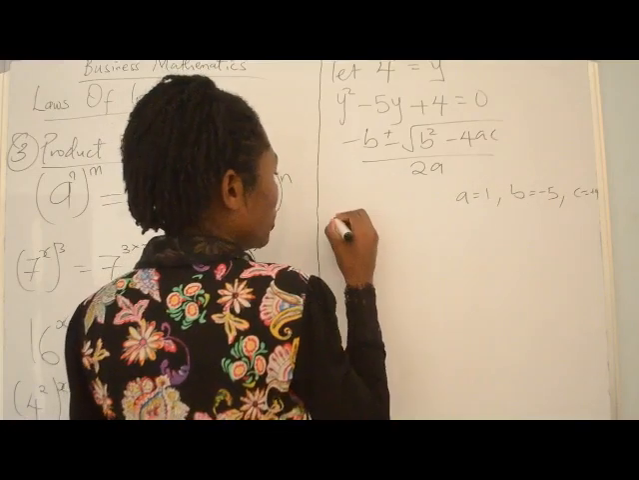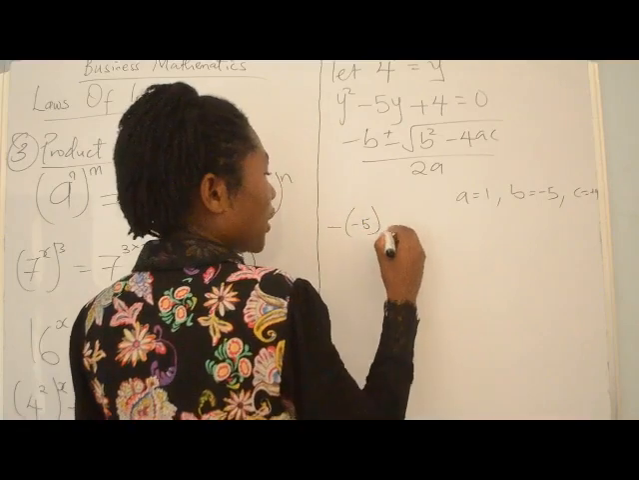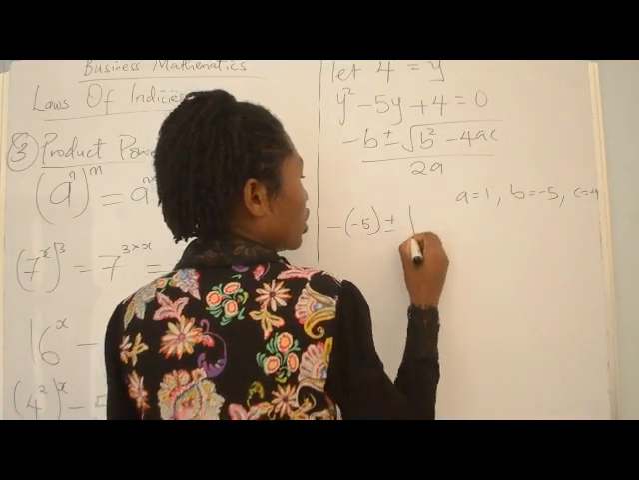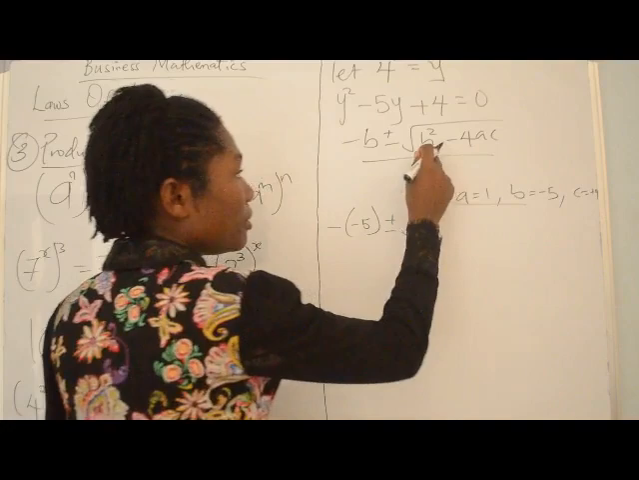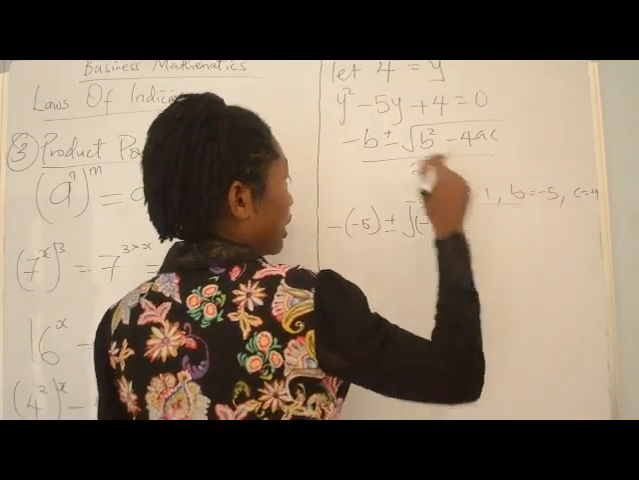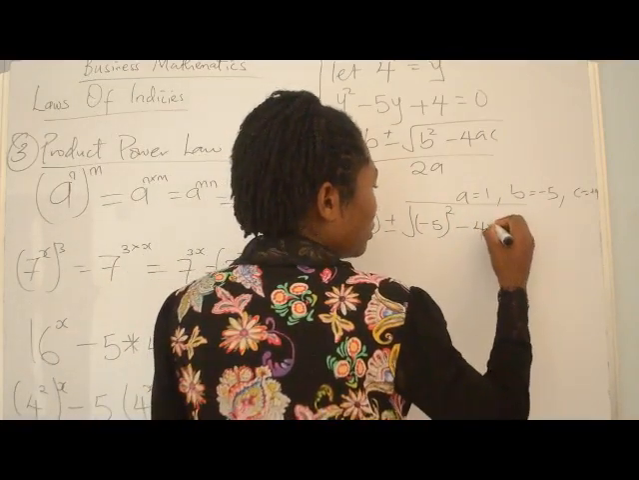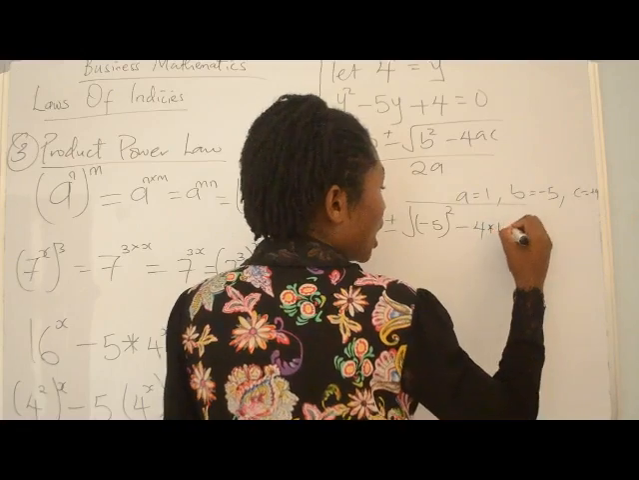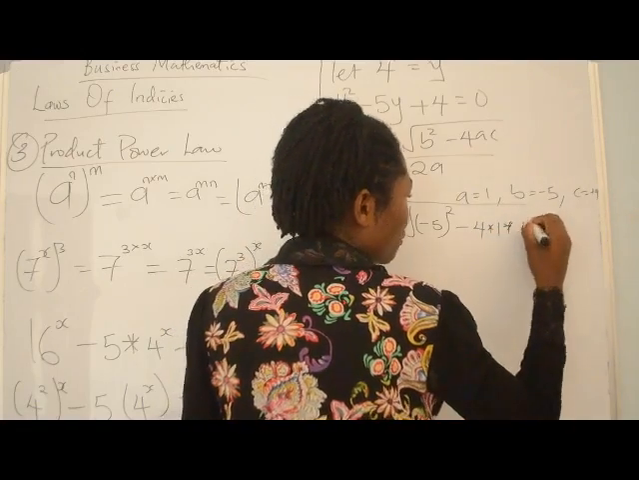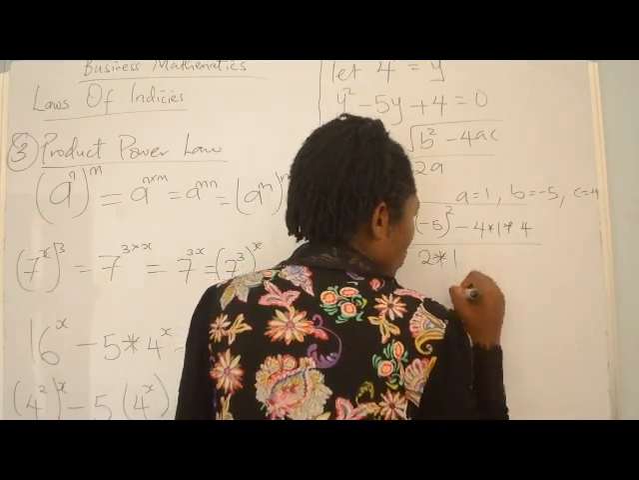Our minus b will be having minus, and our b is still minus 5. We have plus or minus the square root of our b squared, which is minus 5 squared. Like I said, our b is minus 5. And then we have minus 4 multiplied by our a, which is 1, and our c, which is plus 4, over 2a. Our 2a is still 1.